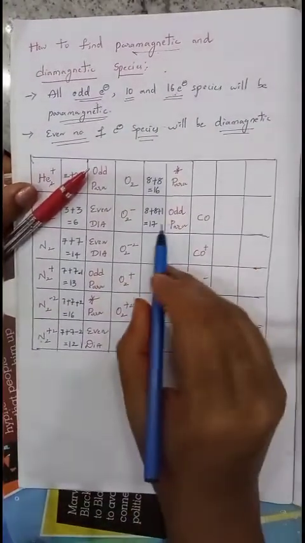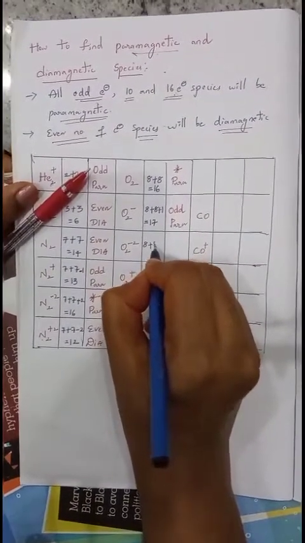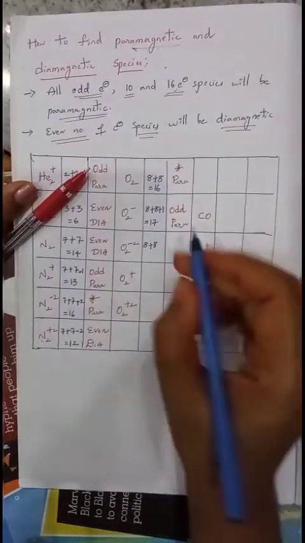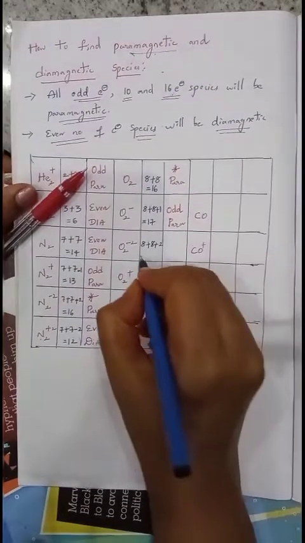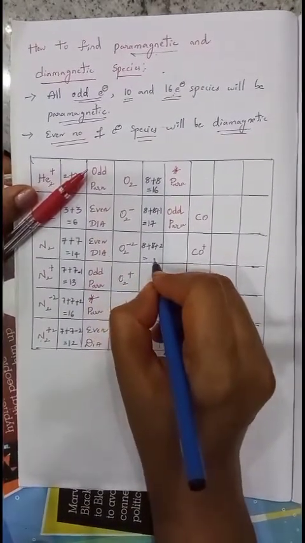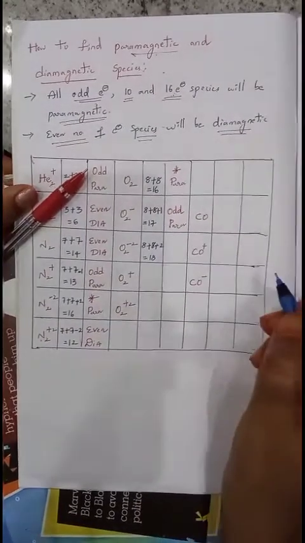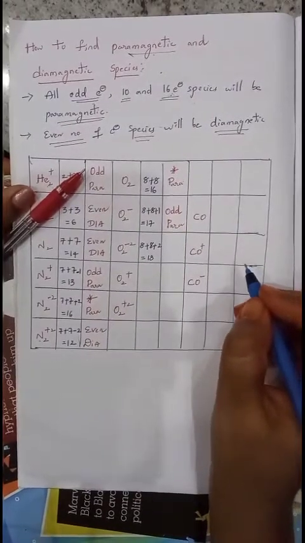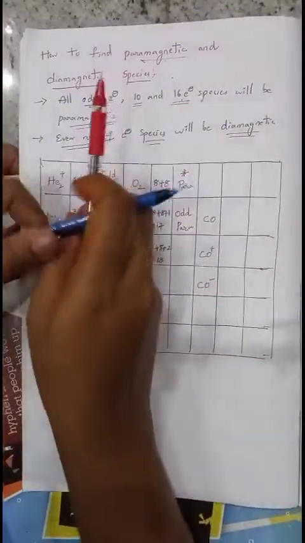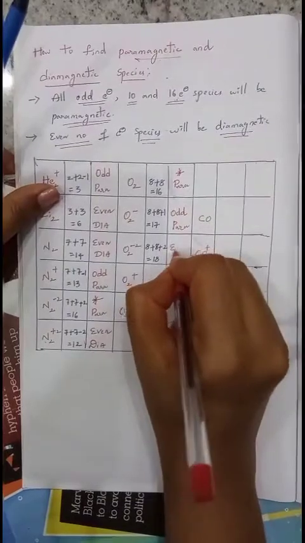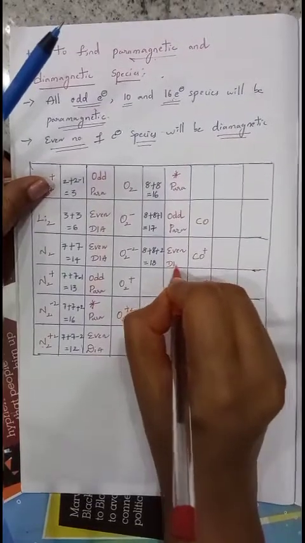Okay. Next, another one, O2 minus 2. Each oxygen is with 8 electrons. Minus 2 indicates 2 extra electrons, so add 2. Okay, so then the total number of electrons here is 18. So this 18 is an even number of electrons. So when an even number of electrons are present, we have to consider it as diamagnetic.